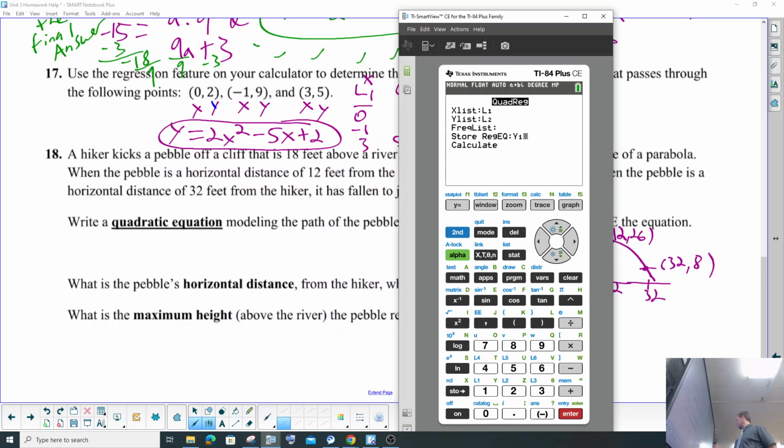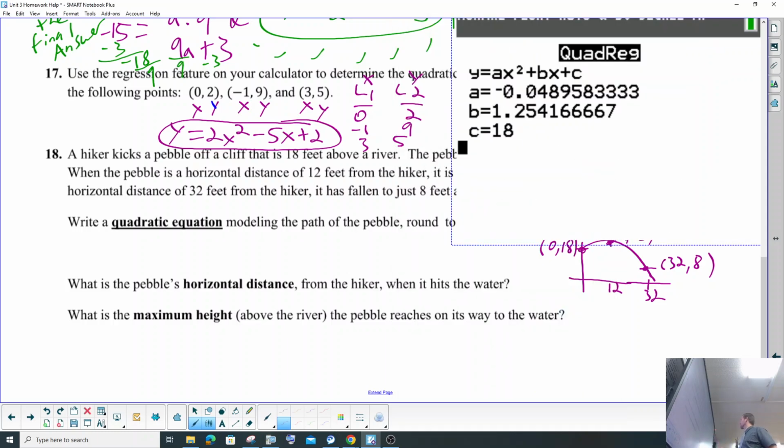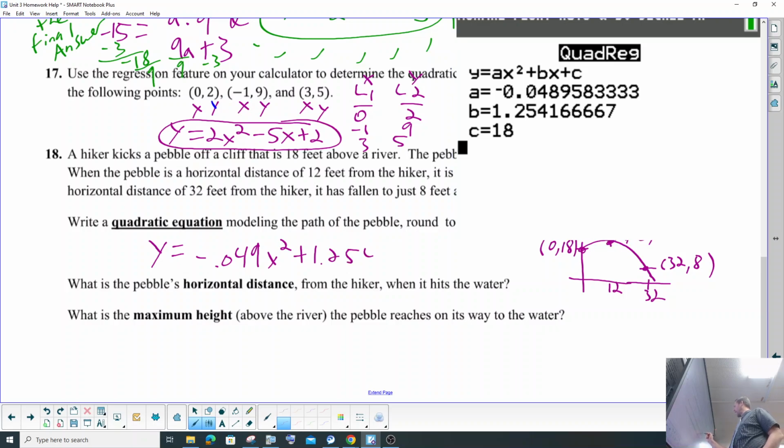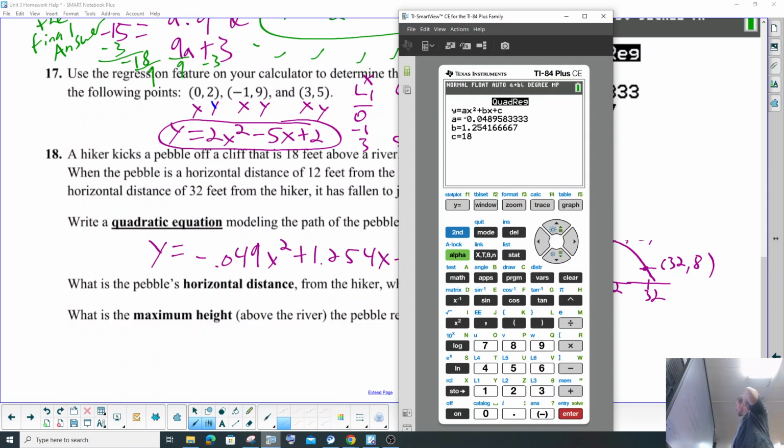So now we go to enter. There's our equation. So let's write it down. Boom. So there it is. Our equation is y equals -0.0489. Well, that 9 rounds that 8 up to a 9. X squared, round to 3 decimal places, plus 1.254x plus 18. And so that's going to get plugged into our calculator where we can see this graph.